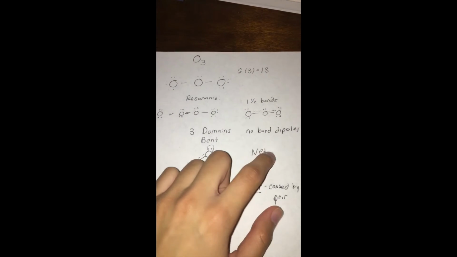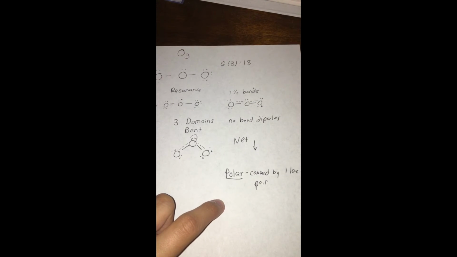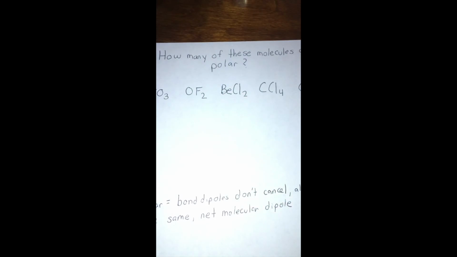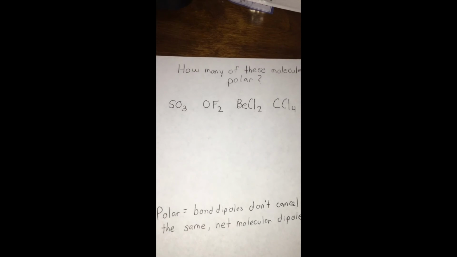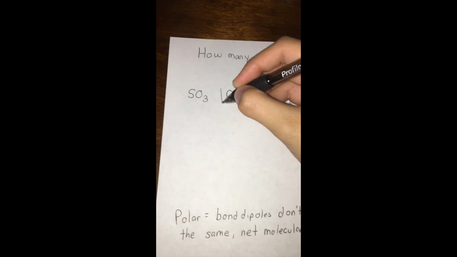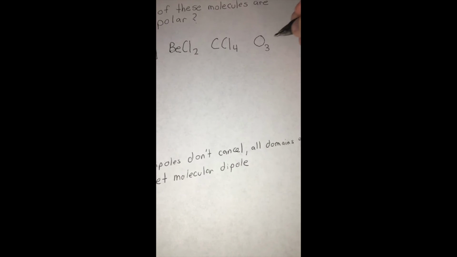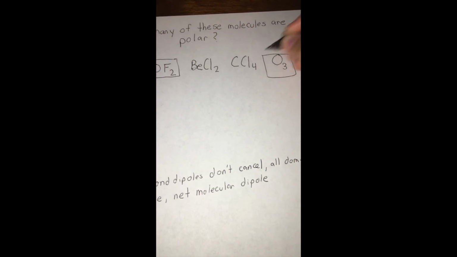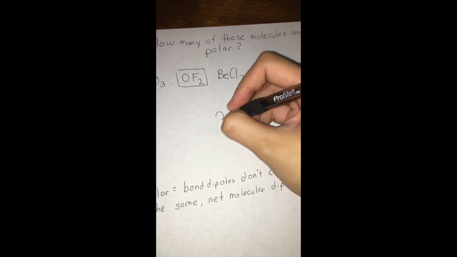And there are no bond dipoles between the oxygens because they're the same, so they have the same electronegativity. However, the non-bonding electrons cause a dipole to go down, and there's a net movement going down. And because there's a net movement, and not all the domains are the same, it's a polar molecule. Therefore, oxygen difluoride and ozone are going to be the polar molecules. So the answer is 2.